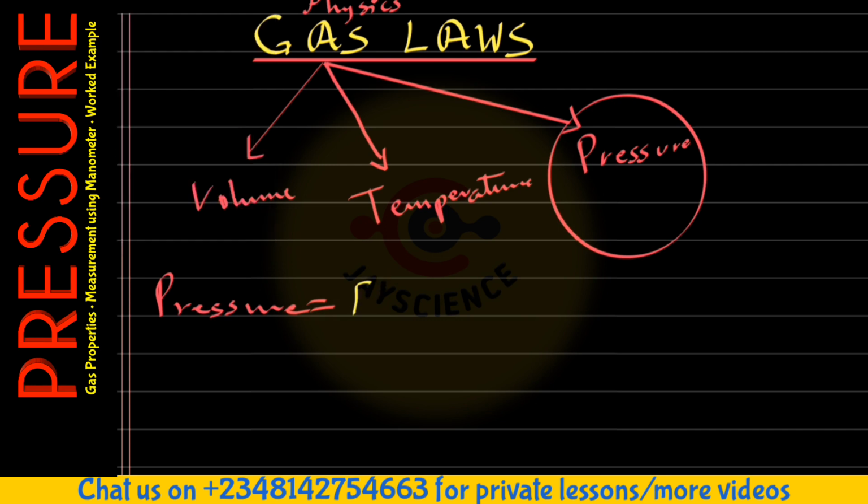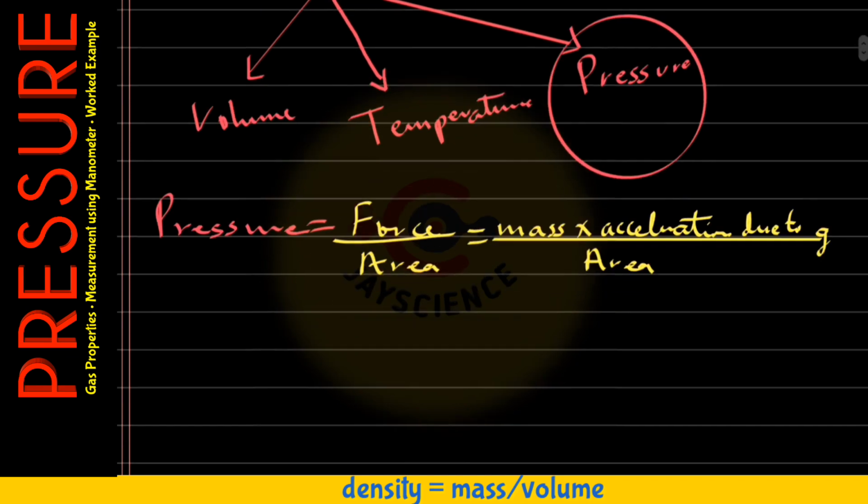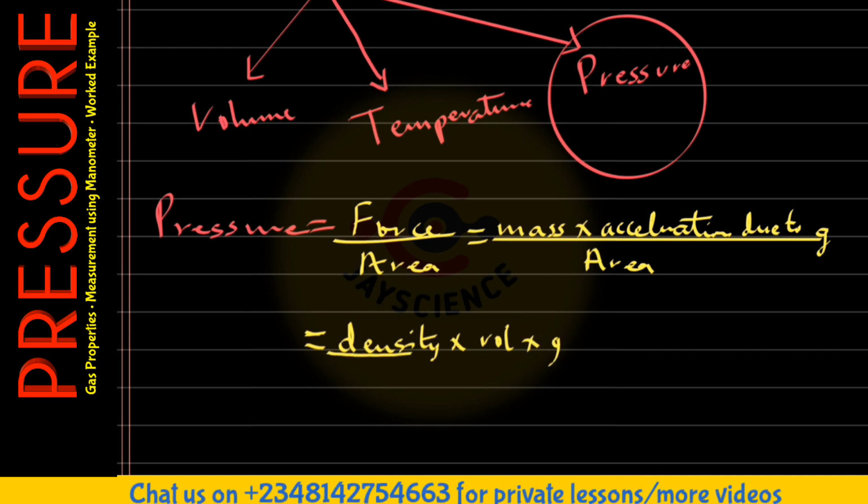All right. So pressure in itself is equal to the force divided by the area. So when we say force, from Newton's law of motion, the force is equal to the mass multiplied by your acceleration due to gravity. That divided by your area. And we can go a step further when it comes to the description of pressure by saying that it's equal to density multiplied by volume multiplied by the acceleration due to gravity. That's when you want to describe the force divided by the area.